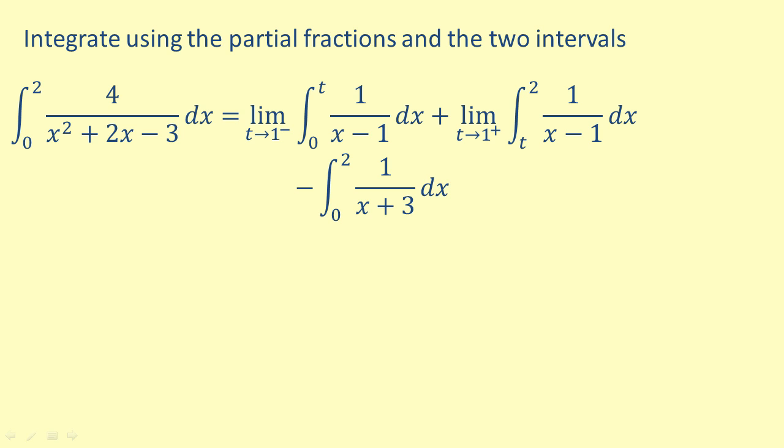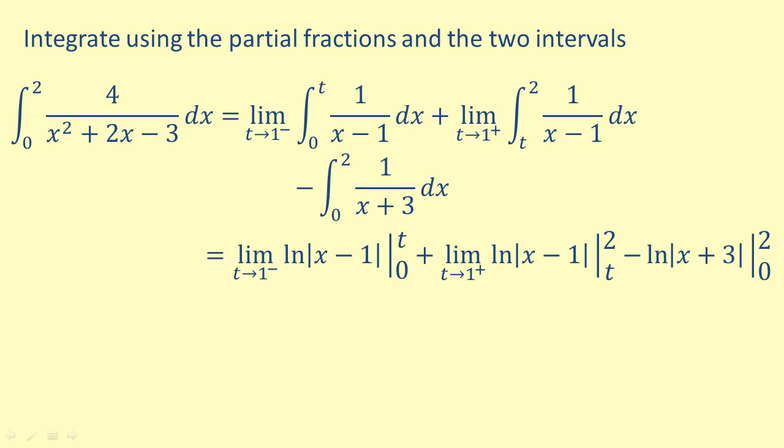So we have the integral from 0 to 2 of 4 over x squared plus 2x minus 3 dx equals the limit as t approaches 1 from the left of the integral from 0 to t of 1 over x minus 1 plus the limit as t approaches 1 from the right of the integral from t to 2 of 1 over x minus 1 dx minus the integral from 0 to 2 of 1 over x plus 3 dx. The integration yields natural logs for each individual integral.